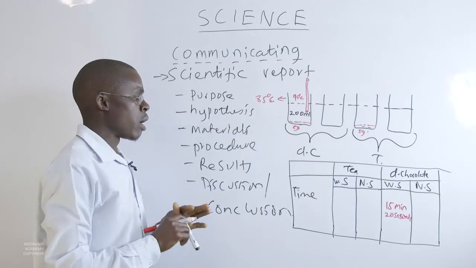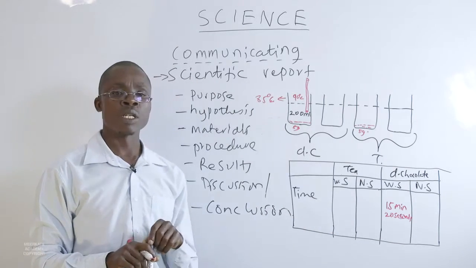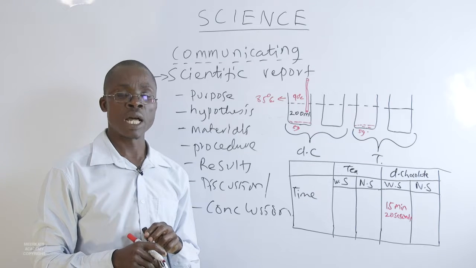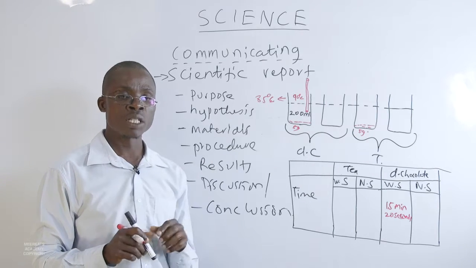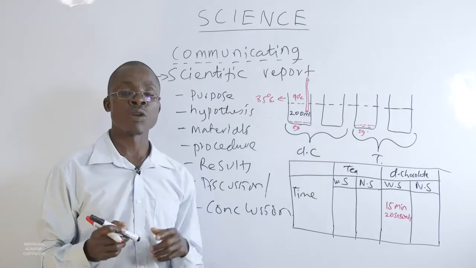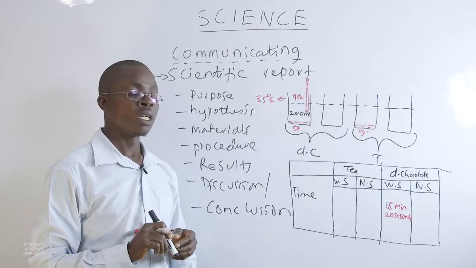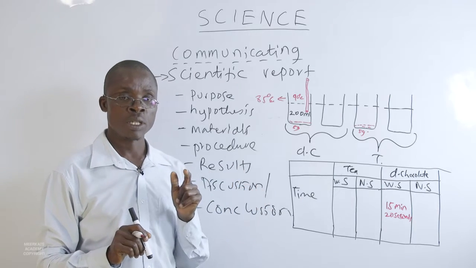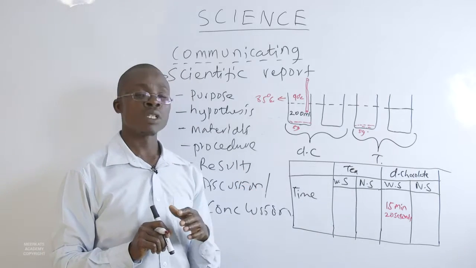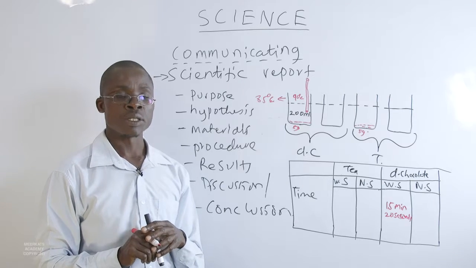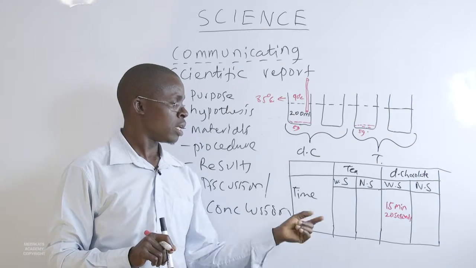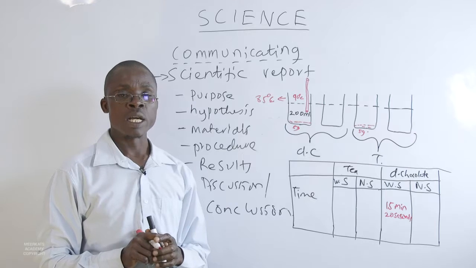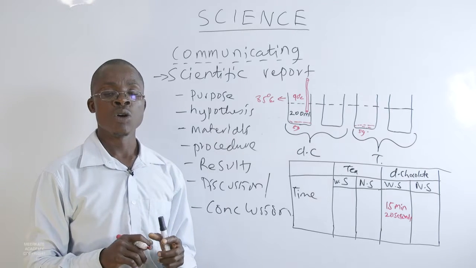20 seconds. Now, if you look at this way of recording, it's not recommended in science. In the previous lesson, when we were talking about how to record some of these units, it is good you record in seconds. So, convert the 15 minutes into seconds. The answer you get, you add 20. That will be the correct way to record.